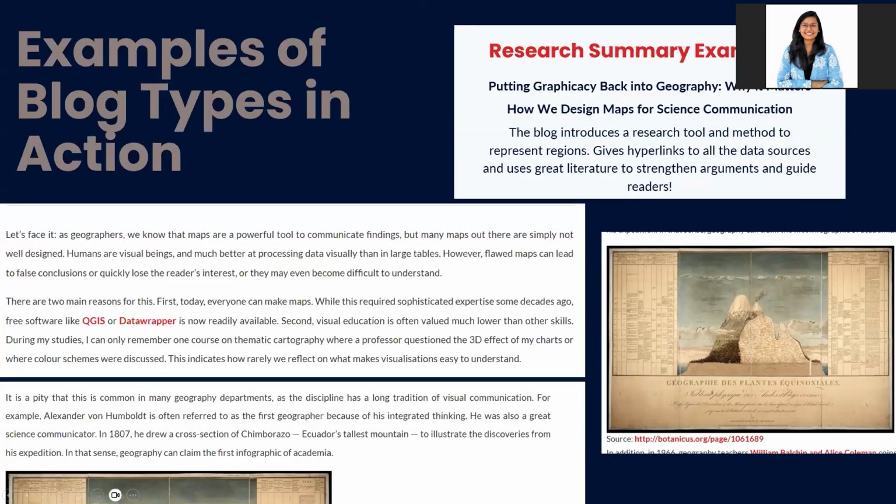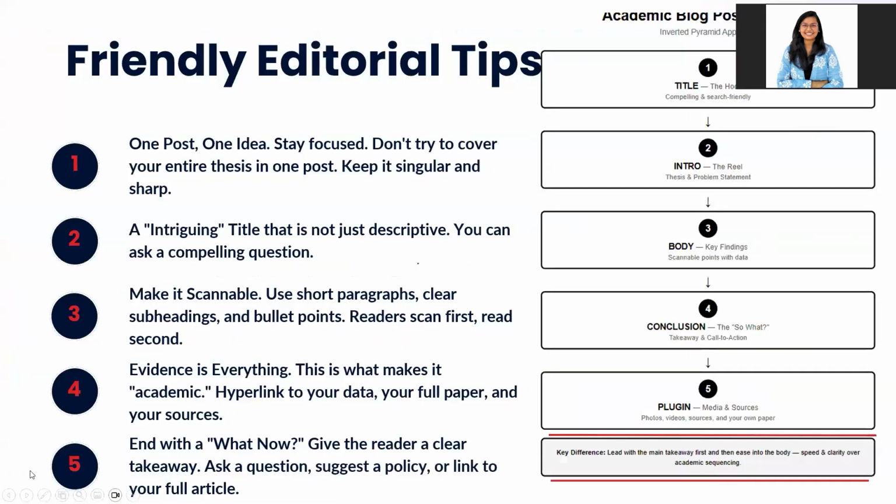Another friendly tip, in the end, basically the last part of it, is what you should have in a blog. Basically, one idea, one post, and stay focused. Do not just try and summarize all of your research points into a singular blog article. Keep it intriguing and descriptive. You can ask compelling questions. Make it scannable. Use short paragraphs, clear subheadings, bullet points. Evidence is everything. Again, because it's an academic blog, this is very important. You have to have evidence for all of it.